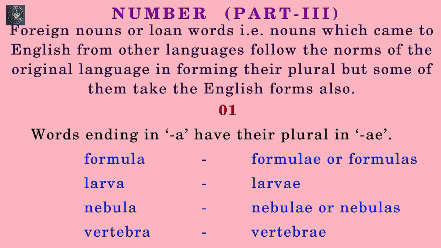Part 3. Foreign nouns or loan words, that is, nouns which came to English from other languages, followed norms of the original language in forming their plural, but some of them take the English forms also. Rule number 1. Words ending in A have their plural in AE. Like formula, formulae or formulas. Larva, larvae. Nebula, nebulae or nebulas. Vertebra, vertebrae.